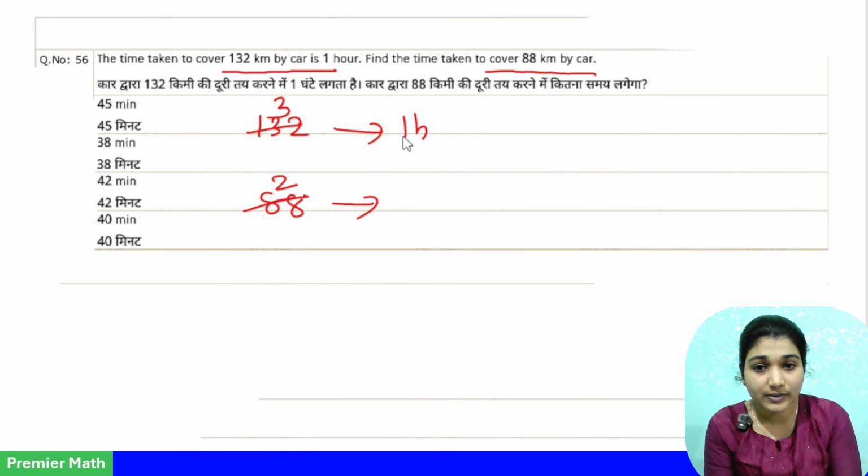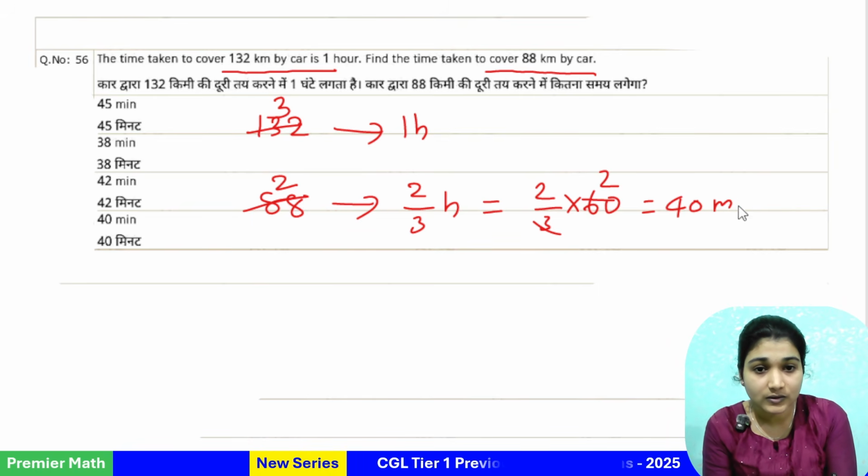Then 1 km covered in 1 by third hour. So 2 km covered in 2 by third hour, which means 2 by third of 60, which is equal to 40 minutes. Option 4 is your answer.